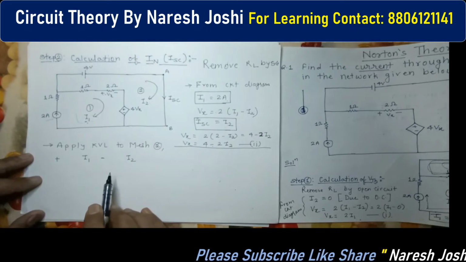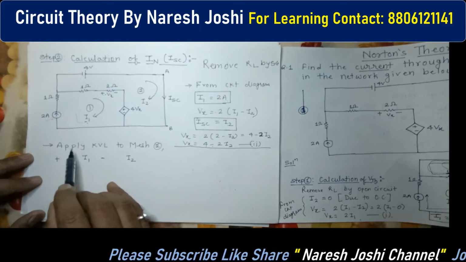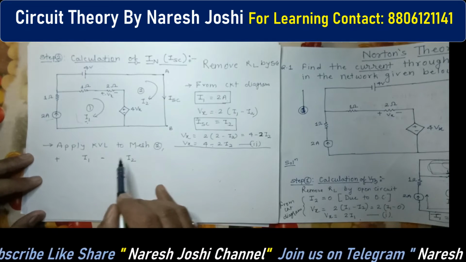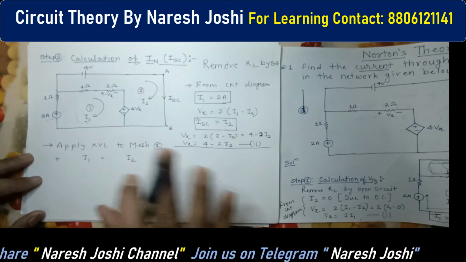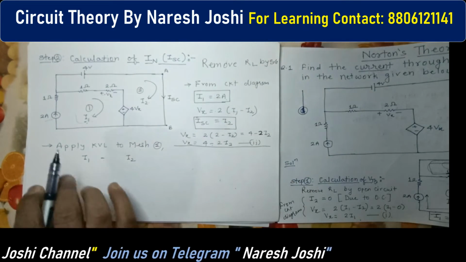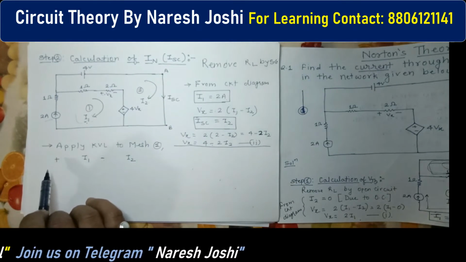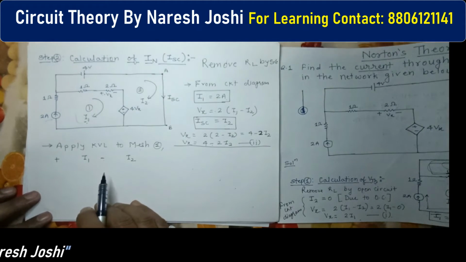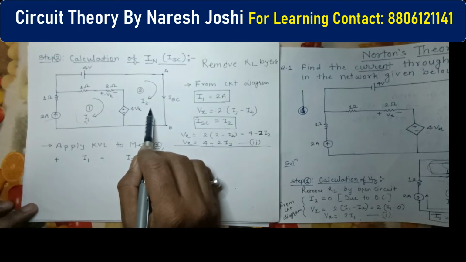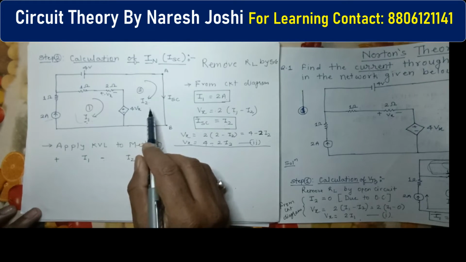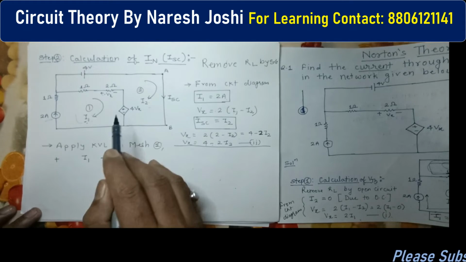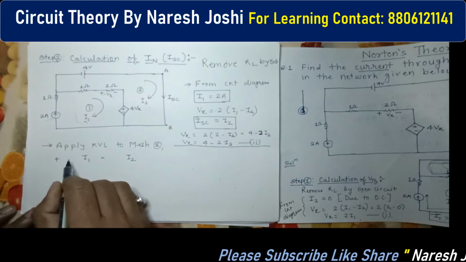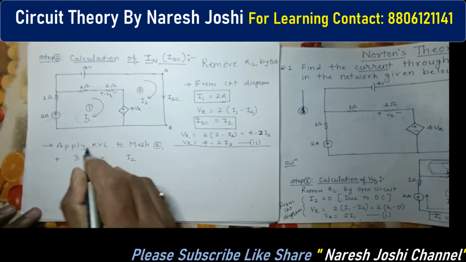What we are doing here, we have to identify in which mesh we are applying the KVL. So we are applying the KVL to mesh 2, so our I2 will be negative and all the remaining currents will be positive. Here only one current is there, so we have marked it as positive. Now we have to write down the magnitude of I1 and I2. We are applying KVL to mesh 2, so through which resistance is I1 passing in mesh 2? I1 is passing through the 1 ohm and 2 ohm, which is again 3 ohm resistance.